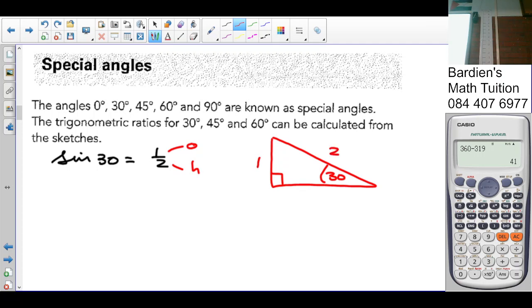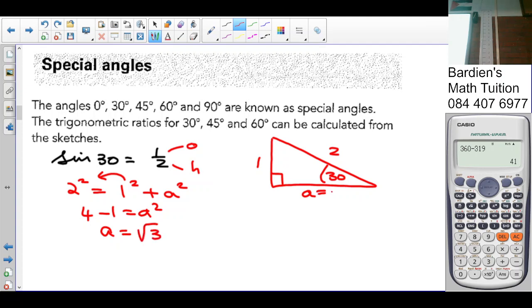Not so. So I need to work out, or find out what this length is here, which is your adjacent side. So how can we work out this length? By using Pythagoras. So let's call this your adjacent side, which is A for now. So it's going to be 2 squared is equal to 1 squared plus A squared. What is 2 squared? 4. This is 1. Bring it over the equal sign, becomes minus 1. Equals A squared. So A squared is equal to 3. Then A is equal to the square root of 3. Not so.